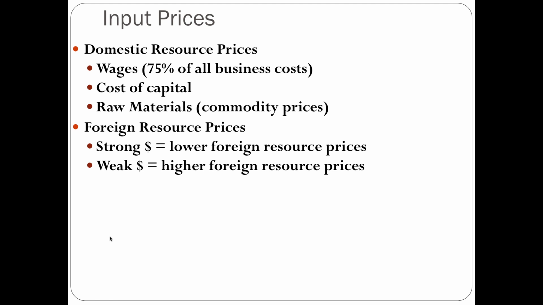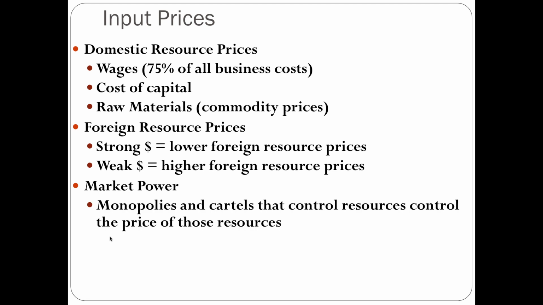And if you have weak money, you're going to have higher foreign resource prices. Your money does not buy as many goods in other currencies because you have weak money. That's going to lower profits. Short-run aggregate supply is going to shift to the left.